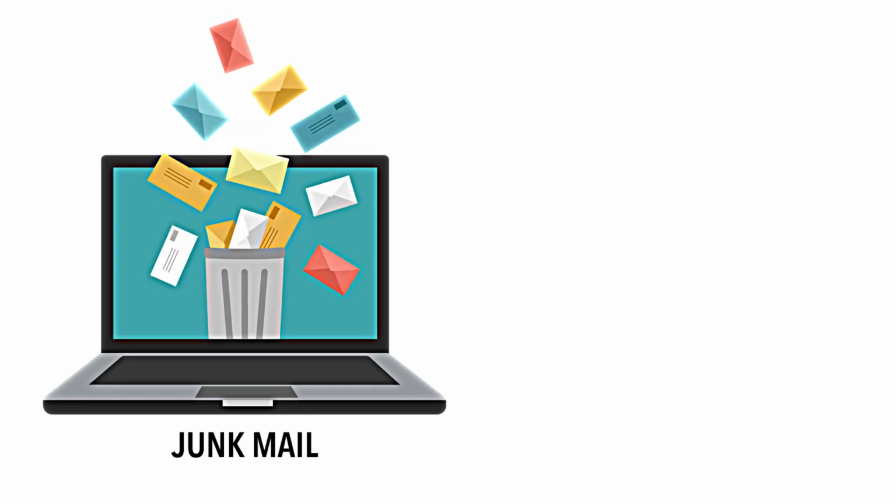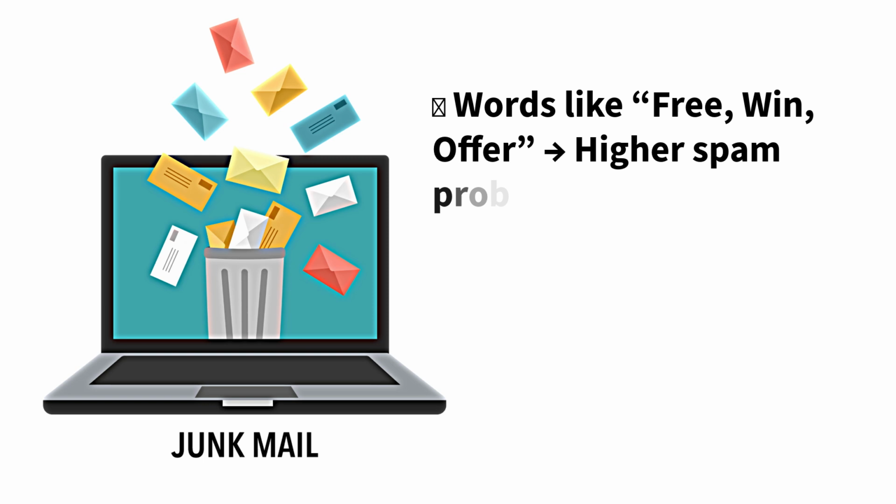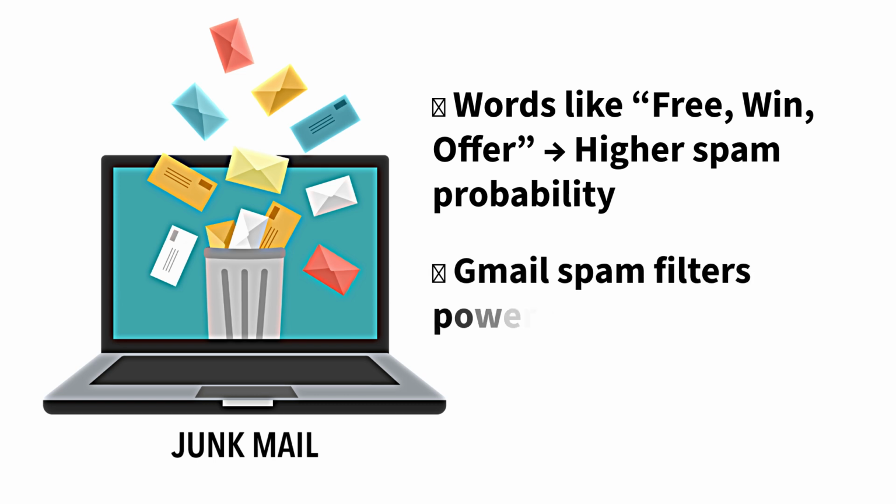Take spam detection as an example. If your email contains words like free, win, or offer, naive Bayes calculates the probability that this email is spam. The higher the probability, the more confidently it labels it as spam. That is why Gmail and other providers have relied on naive Bayes for years.